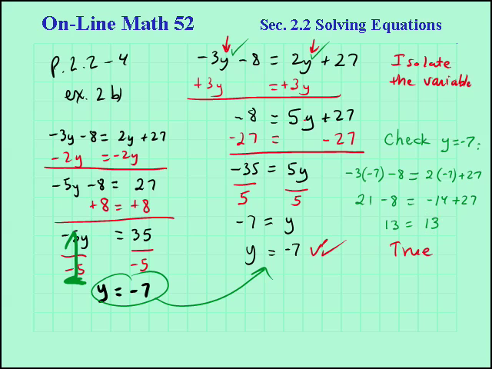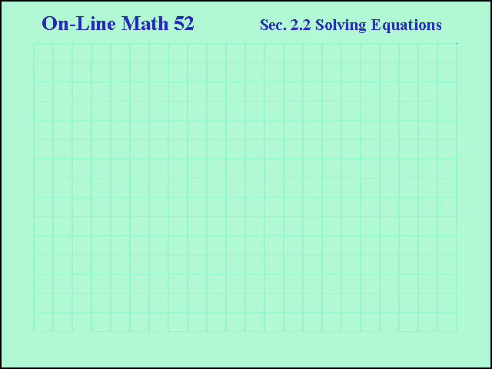Okay? Let's move on to example 3 in section 2.2. And I think that I will do part B this time, example 3B. So we're on, whoops, let me get my pen here. Page 2.2-6, example 3B. 2x plus 6 minus 8x is equal to 10 minus 3x plus 2.